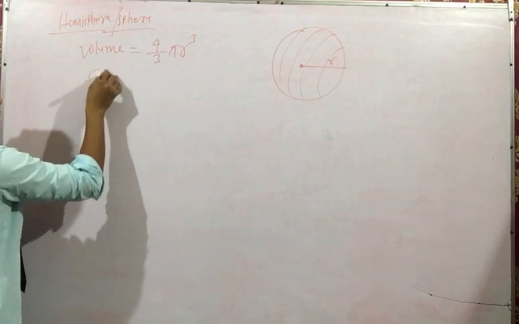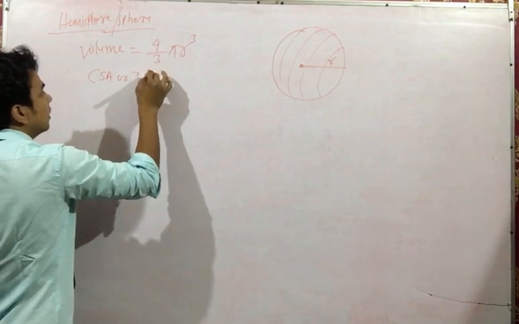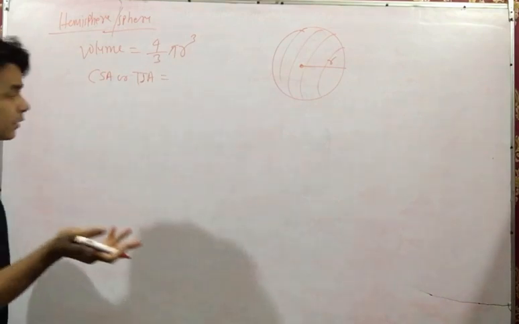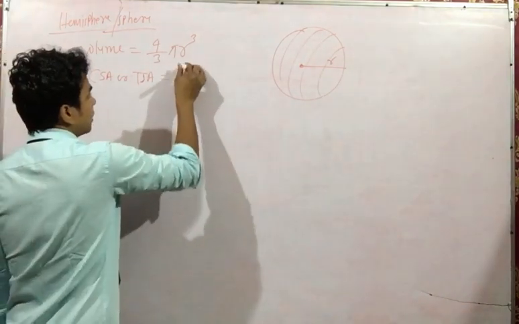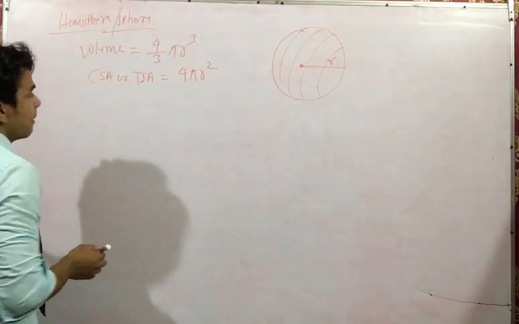After that, you will find the CSA or TSA. Why? Because in a sphere, all the surface is curved only. So there is no need of separate TSA or CSA. Both are the same thing. It is how much? It is 4 pi r square. CSA or TSA is 4 pi r square.